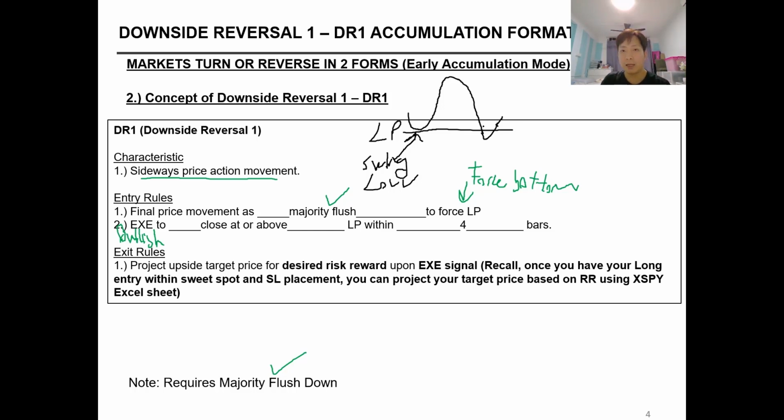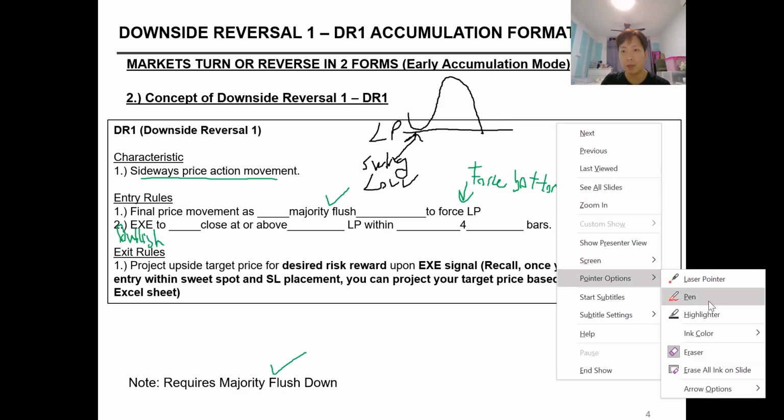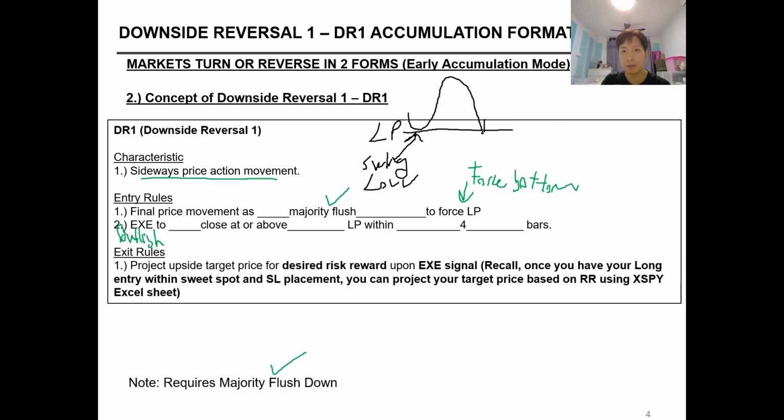Let's say the bar that goes below the LP, you count this as the first bar. Let's say it's a bearish bar that goes below the LP, you count this as number 1. Let's say number 2, number 3. By number 4 maximum, based on our guideline, you want to see a bullish EXE that closes at or above the LP, right? That will be your signal to take a long trade.